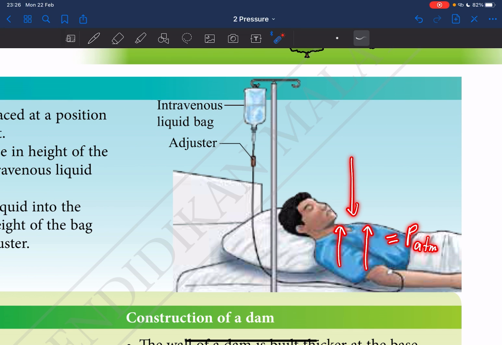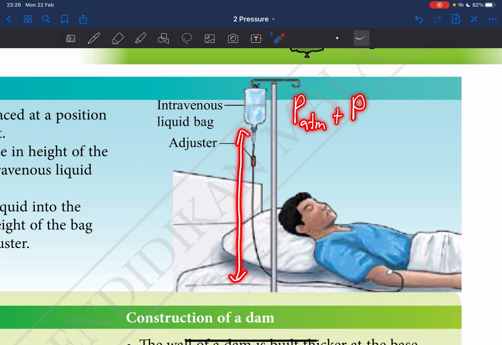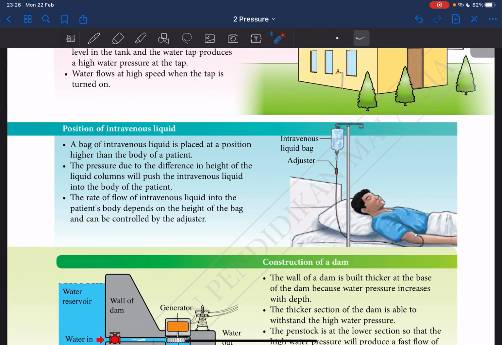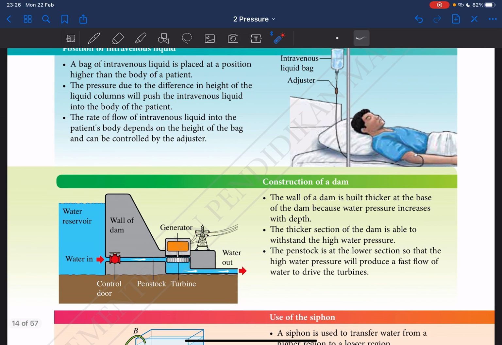So that is why this thing needs to be of greater pressure. It actually equals the pressure of the atmosphere, the pressure of the ATM, plus the pressure of the liquid based on the height. Okay, that is why. And then next, the construction of a dam.